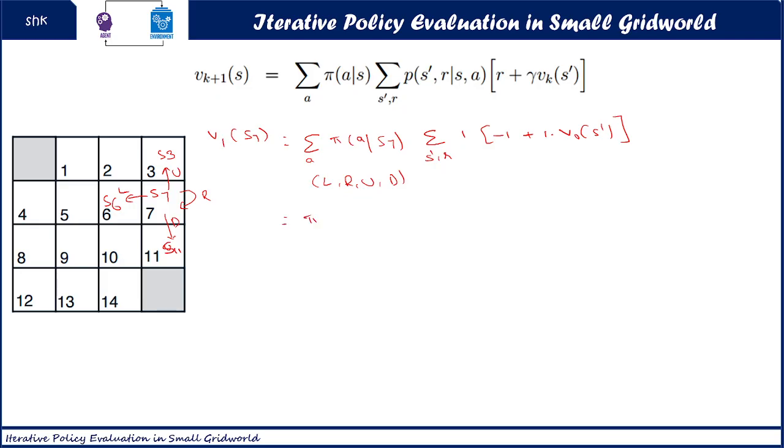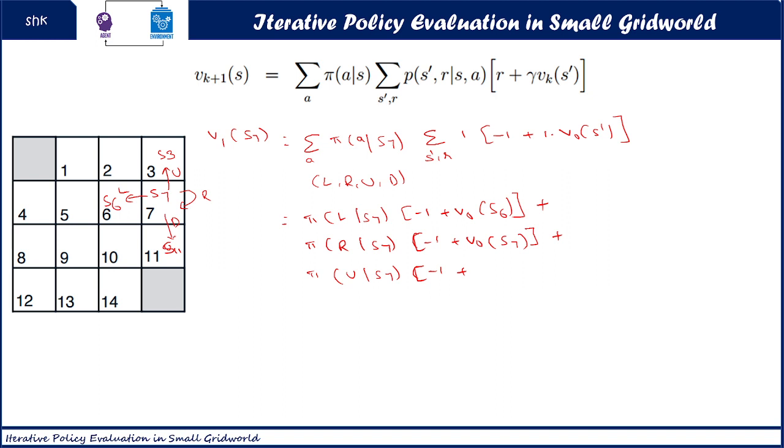By expansion, the left action from the S7 state: minus 1 plus V naught of, when we take the left action, the next state is S6, plus pi of the right action from the S7 state. The reward is minus 1, V naught of, when we take a right action, as we don't have any state on the right hand side, we fall into the same state S7, plus pi of the upward action from the S7 state.